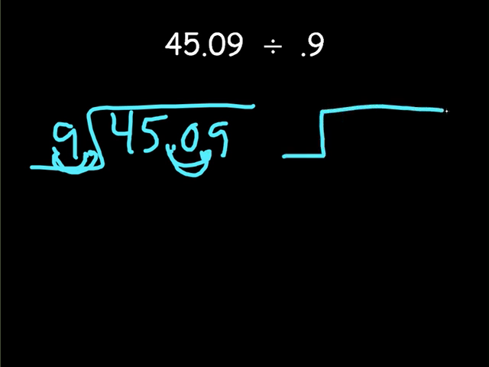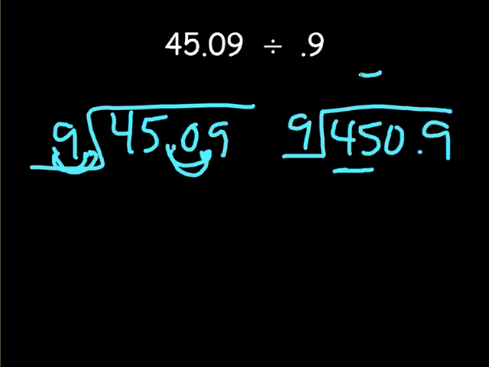I'm just going to rewrite it so it'll be clearer. 9 is your divisor, 450 9/10 is your dividend. So 9 doesn't go into 4, it does go into 45. 5 times 9 is 45. 0, bring down a 0.